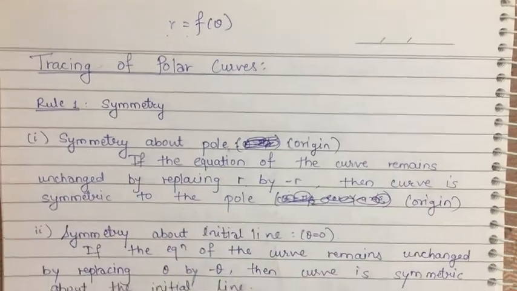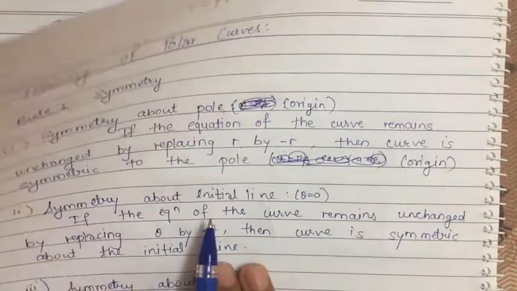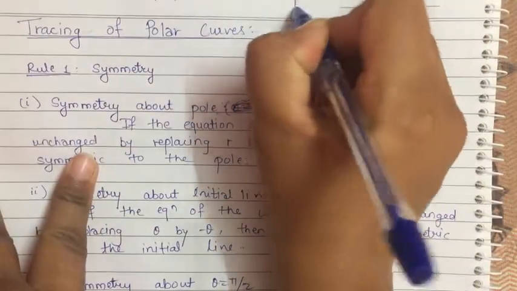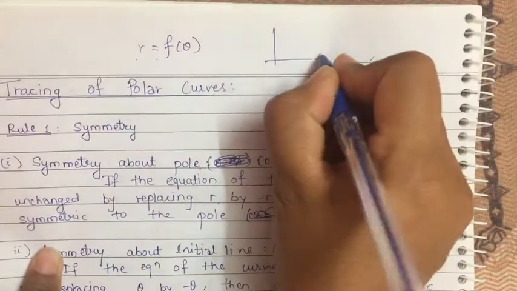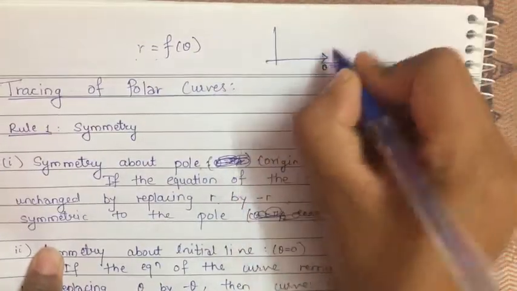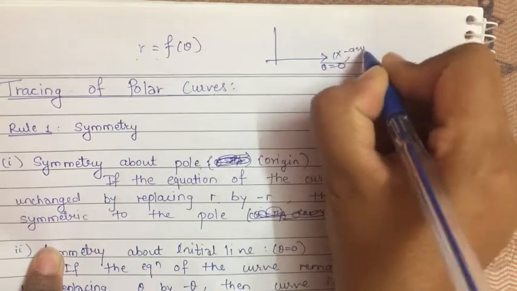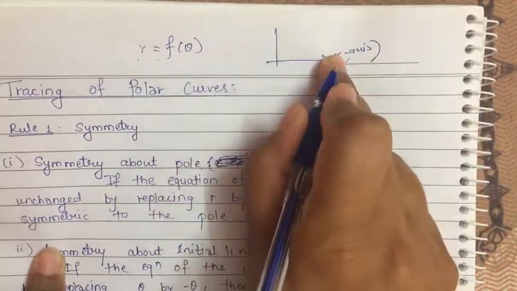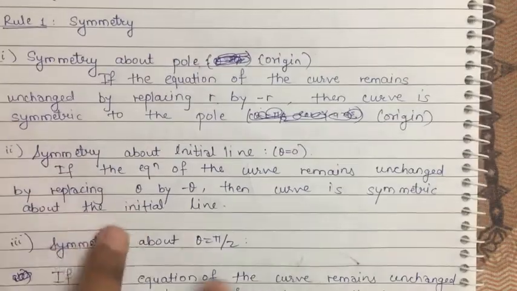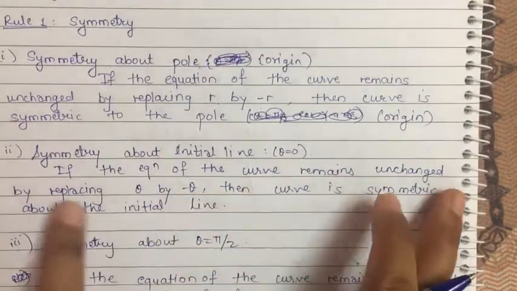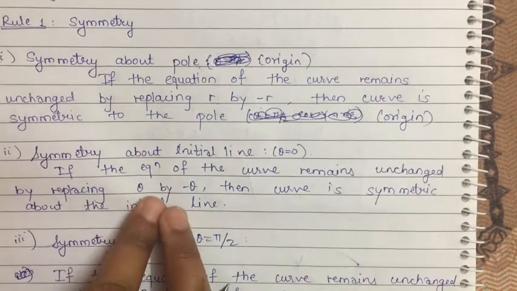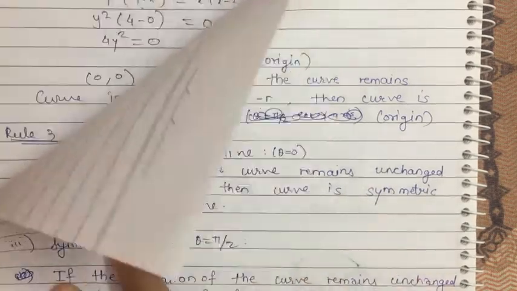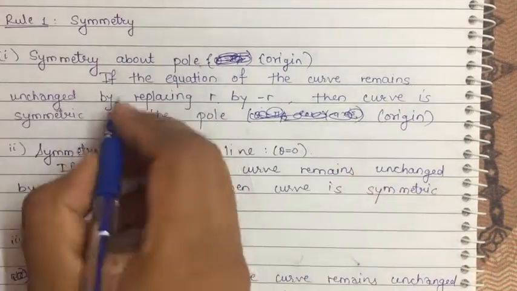Now next is symmetry about the initial line, that is theta equal to 0. What is meant by the initial line? Initial line means theta equal to 0, which in Cartesian form we can say is the x-axis. So if the equation of the curve remains unchanged by replacing theta by minus theta, then the curve is symmetric about the initial line.